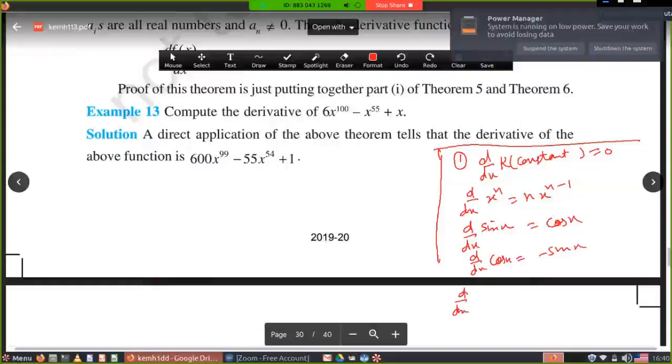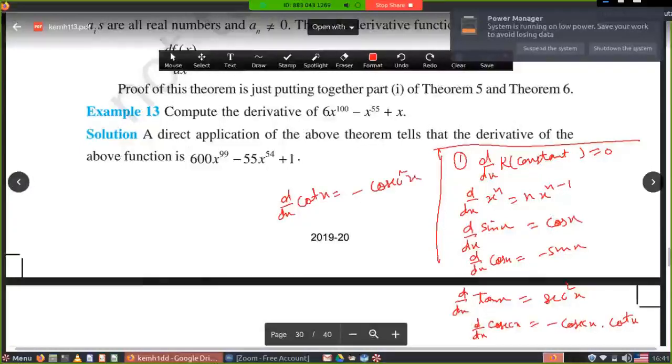The derivative of tangent x is secant square x. The derivative of cosecant x is minus cosecant x into cot x. The derivative of cot x is equal to minus cosecant square x. And d by dx, or you can say the derivative of secant x, is secant x into tangent x. These are the formulae which you have to learn to get the direct solution of the given questions.